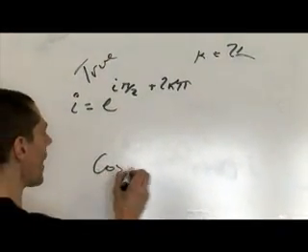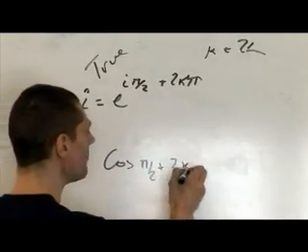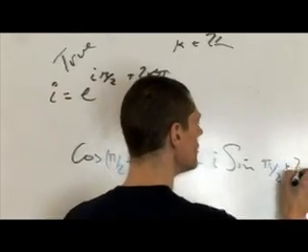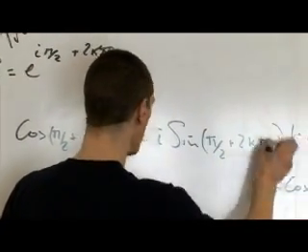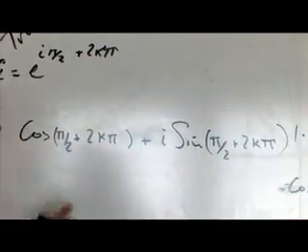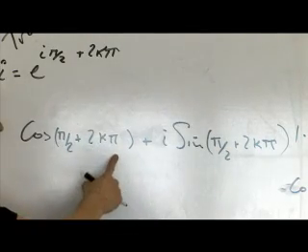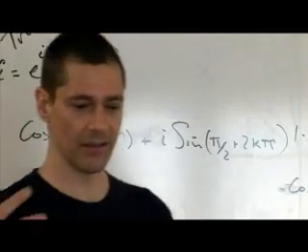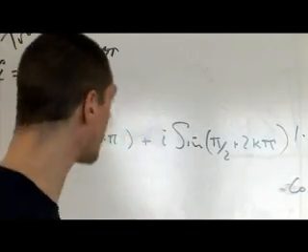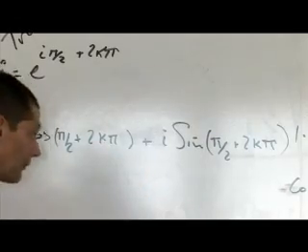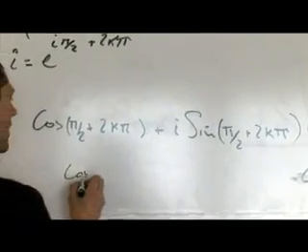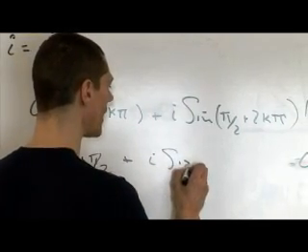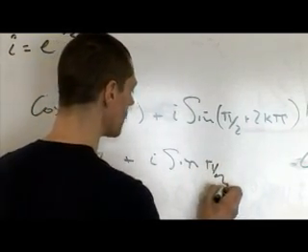This would be cosine of pi over 2 plus 2k pi, plus i sine of pi over 2 plus 2k pi. Well, we know that cosine is periodic with period 2 pi. It doesn't matter that it's period 2 pi, period 4 pi, period 8 pi. Any integer factor of 2 pi is going to be periodic. So this is the same as cosine pi over 2. Similarly, this is the same as i sine pi over 2. So this becomes the same.